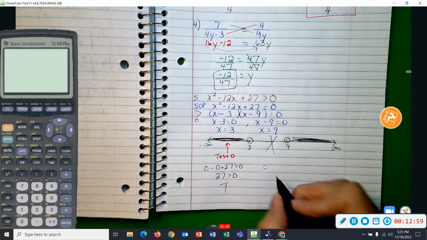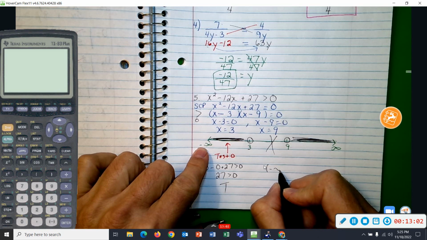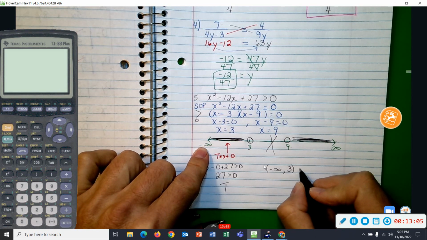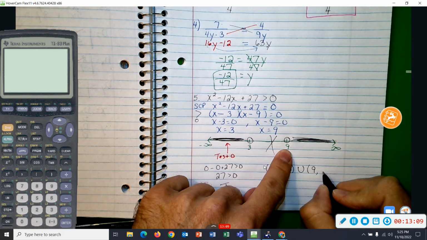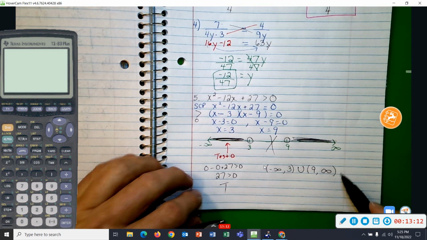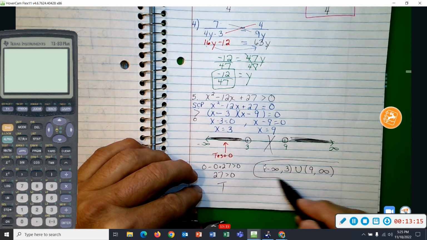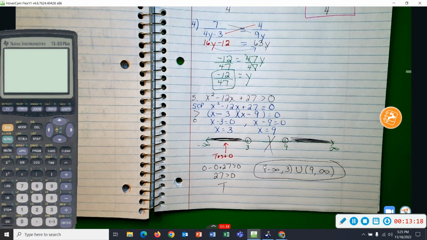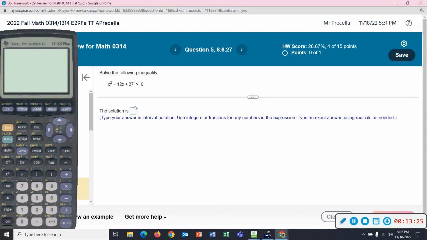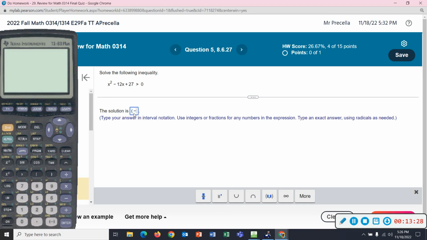Write your answer in interval notation. Remember, always put parentheses at infinity symbols. And the answer is the shaded interval. I'm always shocked when students write the crossed out interval. Crossed out one means no, that's wrong. That's not an answer. Let me type this in. Parentheses, negative infinity, comma 3, close parentheses, union, parentheses, 9, comma, infinity, close parentheses.